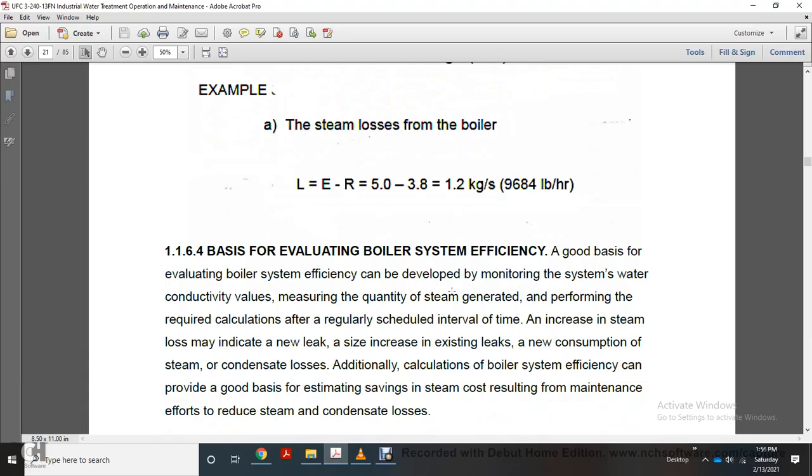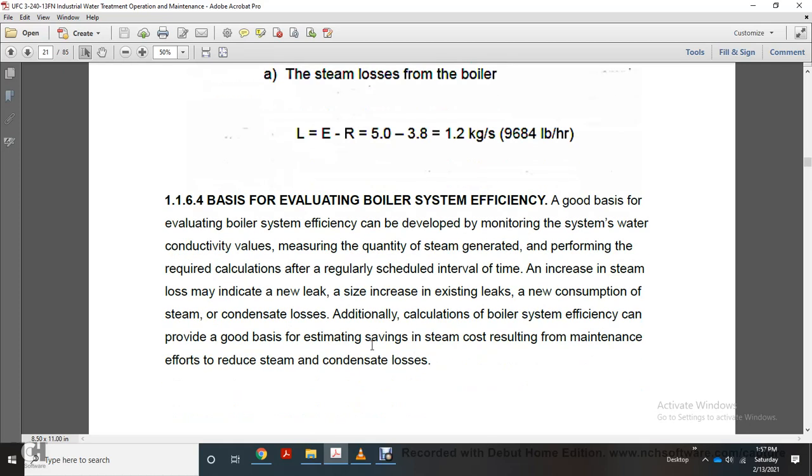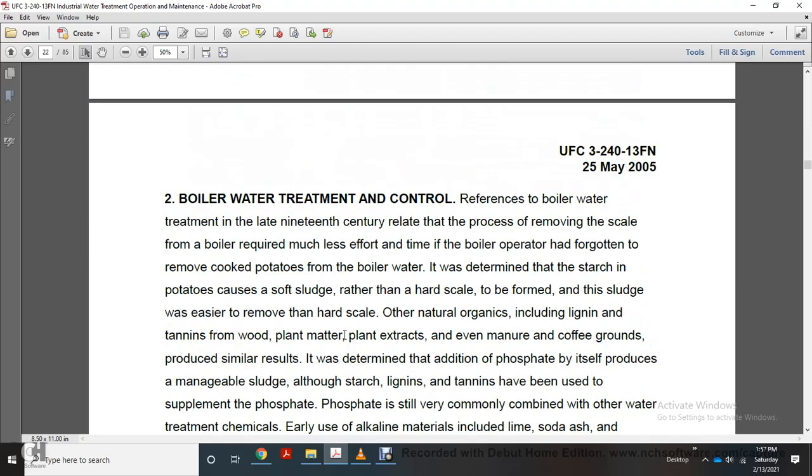A good basis for evaluating boiler system efficiency is the development of monitoring of the system, with water conductivity values and measuring the quantity of steam generated, performing the required calculations on a regular schedule. An increase in steam loss over time may indicate a new leak, an increase in an existing leak, new steam consumption, or additional condensate loss. Boiler system efficiency can provide a good basis for estimating savings in steam costs resulting from maintenance efforts to reduce steam and condensate losses.